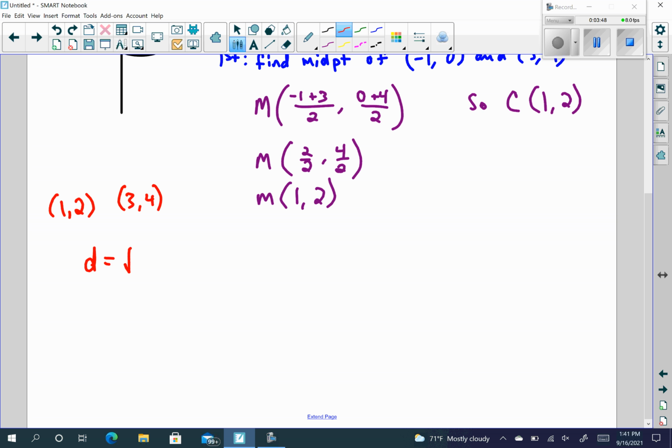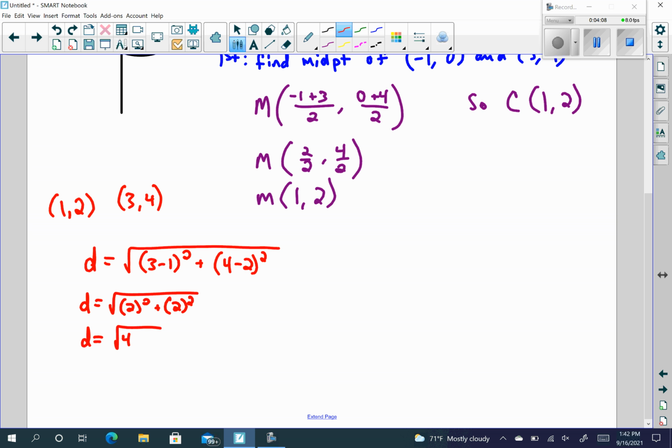So the distance is the square root. I'm going to subtract my x value. So in this case, I'm going to go 3 minus 1, that quantity squared, plus 4 minus 2, that quantity squared. So that's going to give me 2 squared plus another 2 squared. And then this will give me the square root of 4 plus 4, which is the square root of 8.